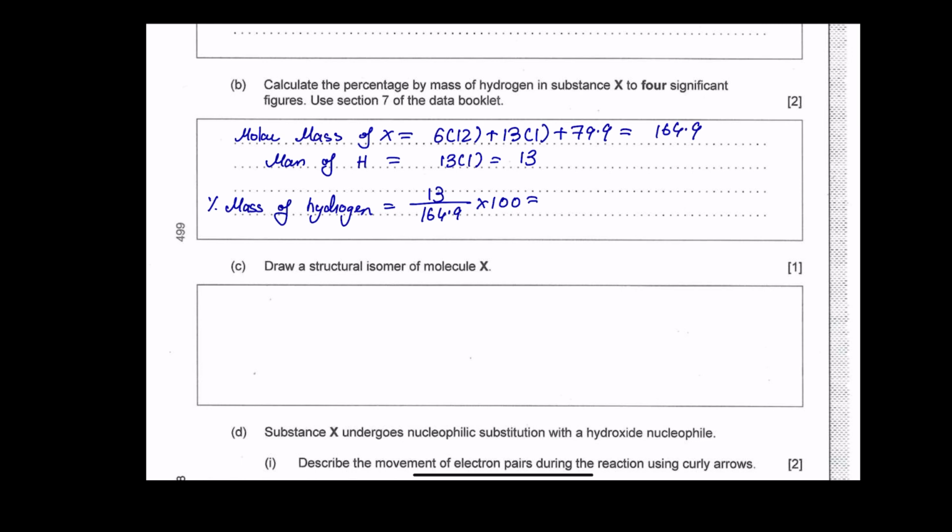If I feed it in a calculator, I'll get 7.884%, because it clearly said up to 4 significant figures.